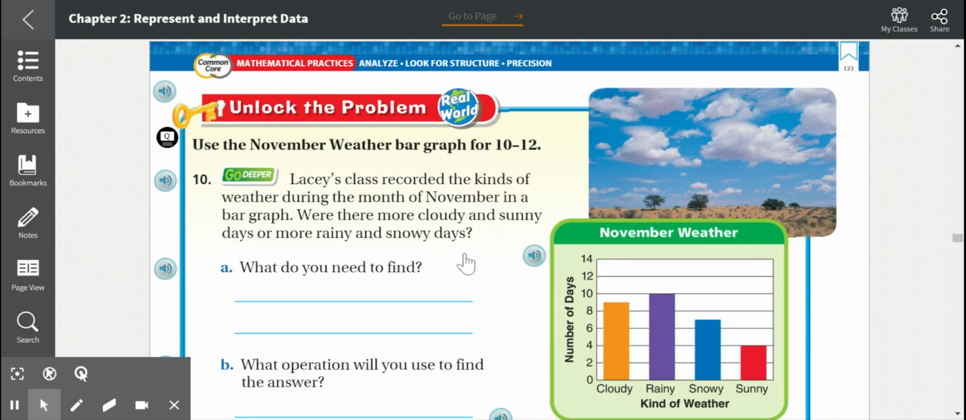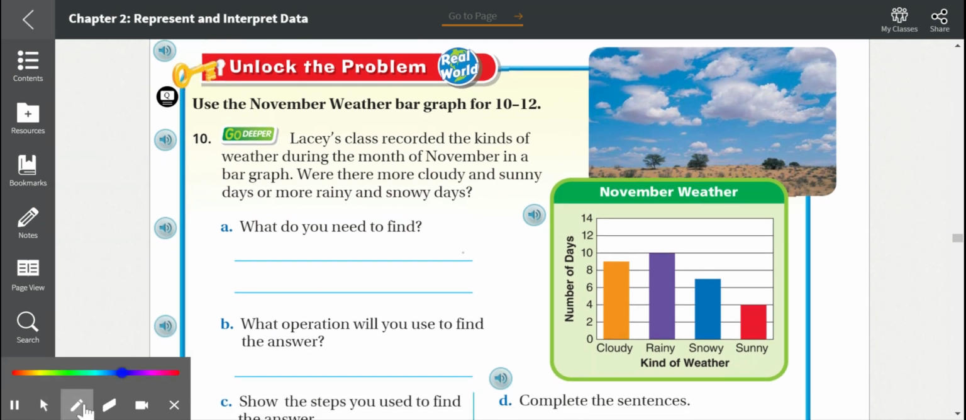Okay, we're actually going to do one more together. Will you turn your page until you get to this one by unlocking the problem? And it's about weather in the month of November. Okay. So let's start. Lacey's class recorded the kinds of weather during the month of November in a bar graph. Were there more cloudy and sunny days, or were there more rainy and snowy days?